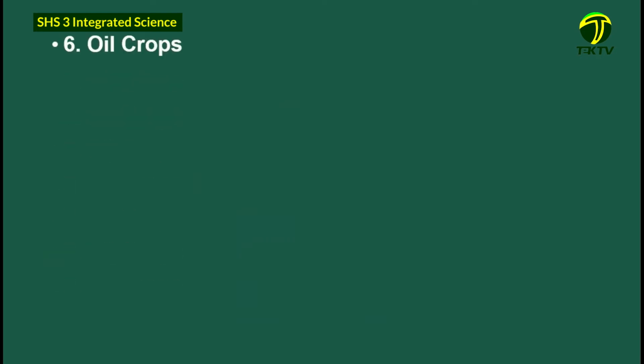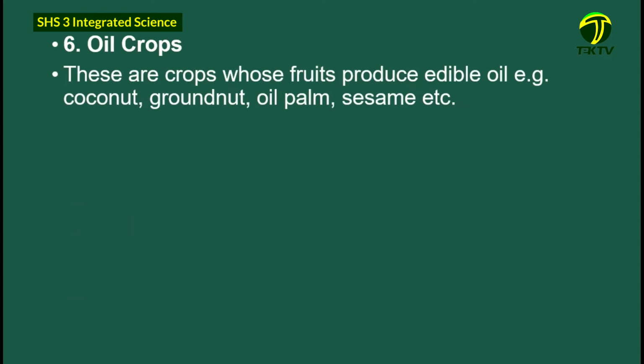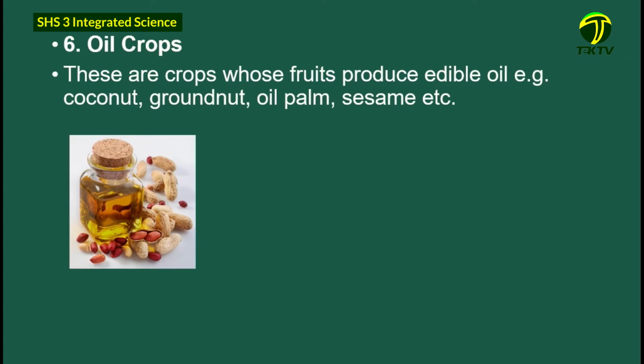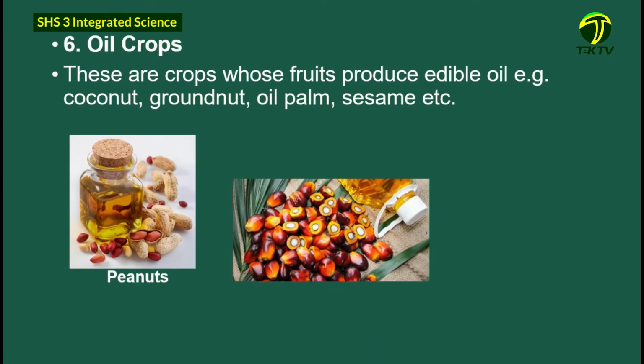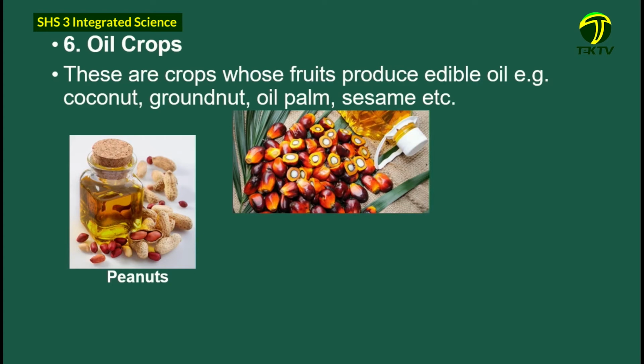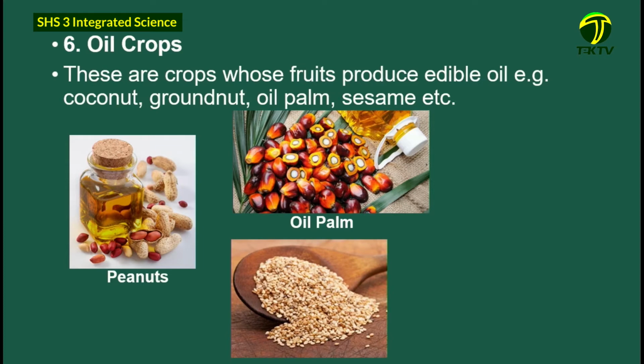The next class of crops are oil crops. These are crops whose fruits produce edible oil. Examples include coconut, groundnuts, oil palm, sesame, soya bean, and you can add more to the list. So this is peanuts. This is oil palm. And this is sesame, the sesame seed.